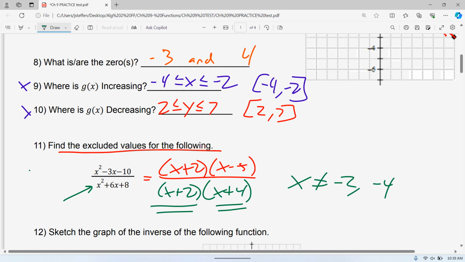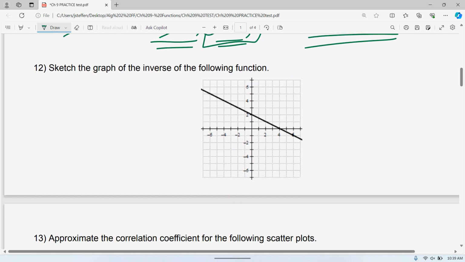Now, I will say, if they do ask you to simplify or divide, we would cancel those out, and it would just be these 2 left. But we don't have to do any of that. All we need is those 2 excluded values. Later, we'll talk about the reducing.